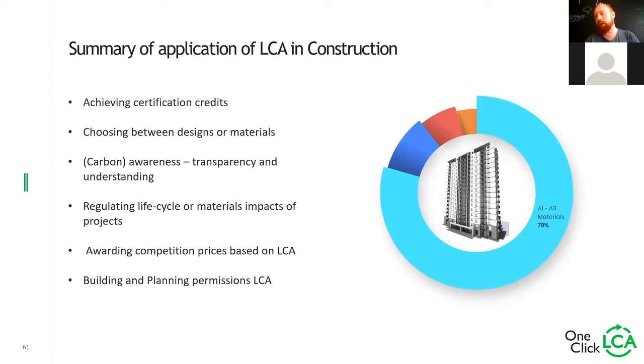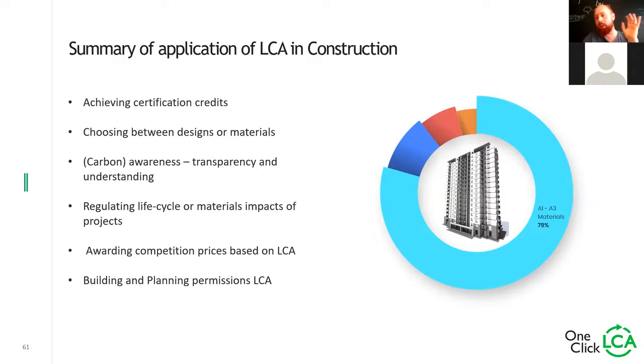So if we are open in what we are calculating, this shows people we are actually trying to make the world a better place. It can also be for regulating life cycle or material emissions in projects. So in some countries, there are certain values which they have set. Like in the Netherlands, we have a system called MPG. And if you do an assessment, you cannot go over a certain value, otherwise you don't get your permit to build. You can also do awards, so competition-based prizes.